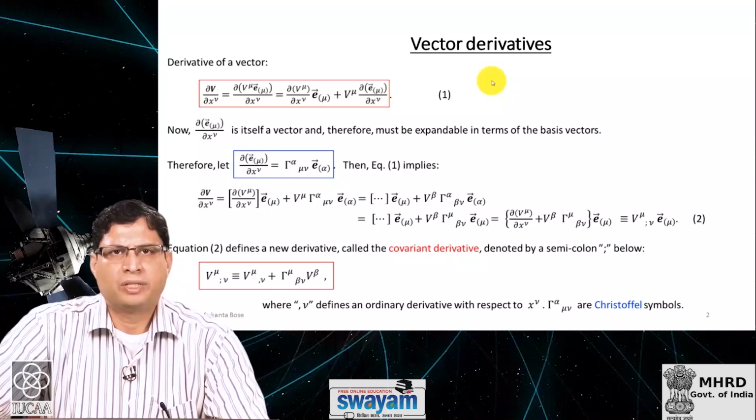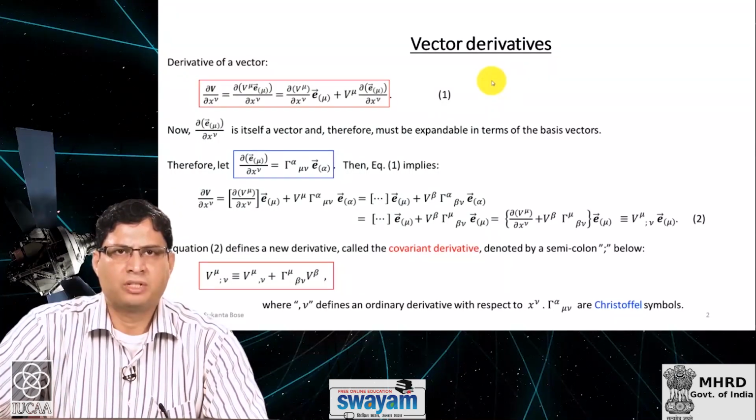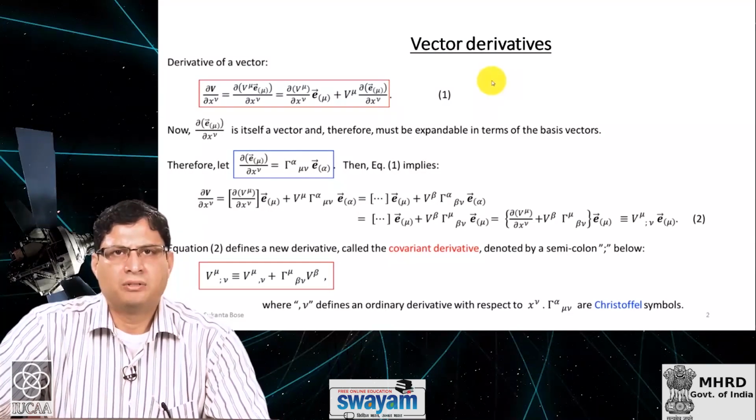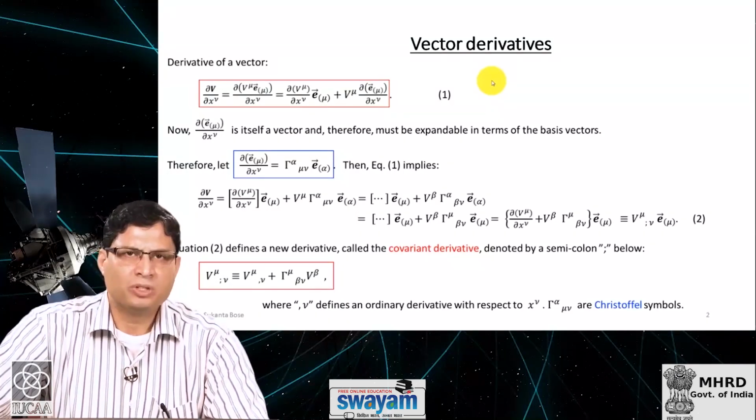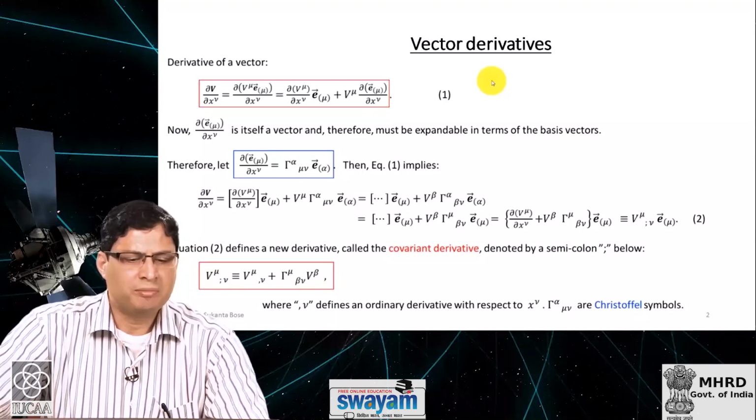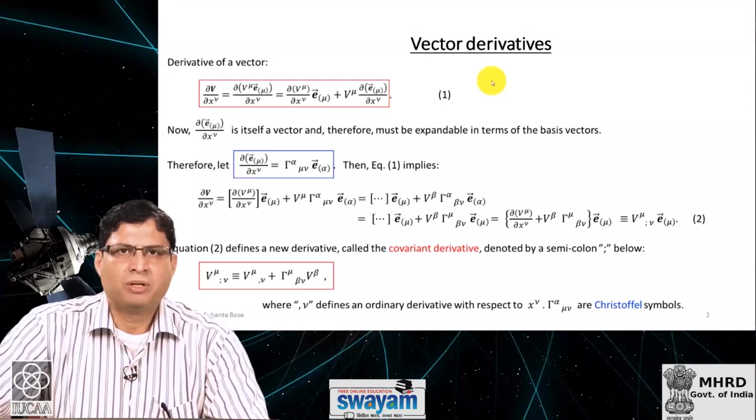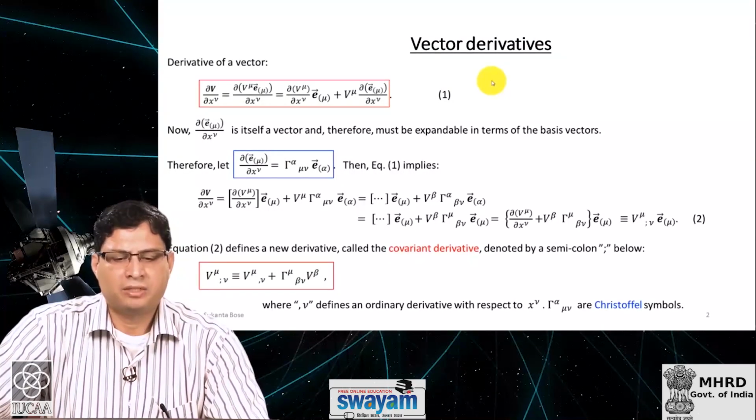So once again, recall that the bold-faced V is a 4-vector in a 4-dimensional space-time. And we realized that in a general case, when we take the derivative of this vector with respect to space-time coordinates, let's say x nu, then that derivative by differentiation by parts will first act on the components of that 4-vector, namely the v mu's, but also in the second term act on the basis vectors themselves.